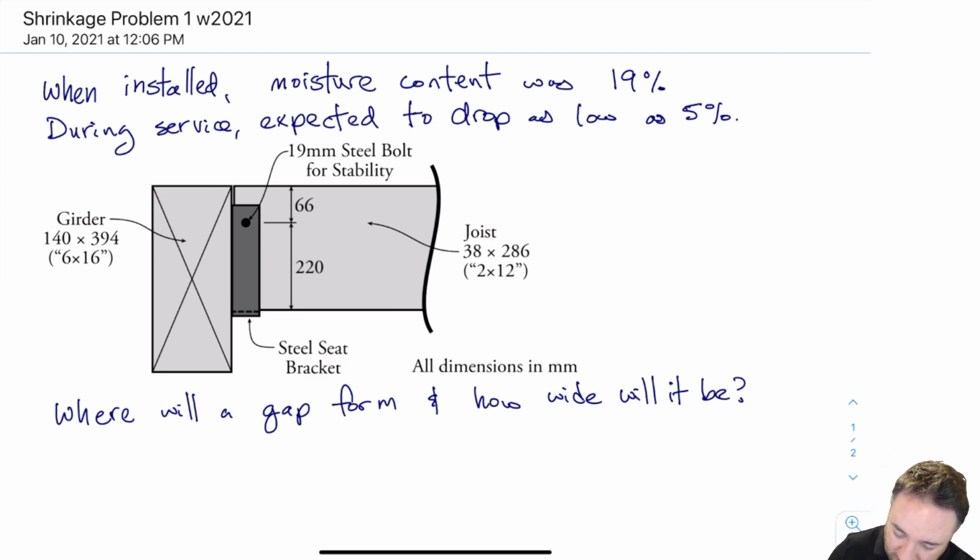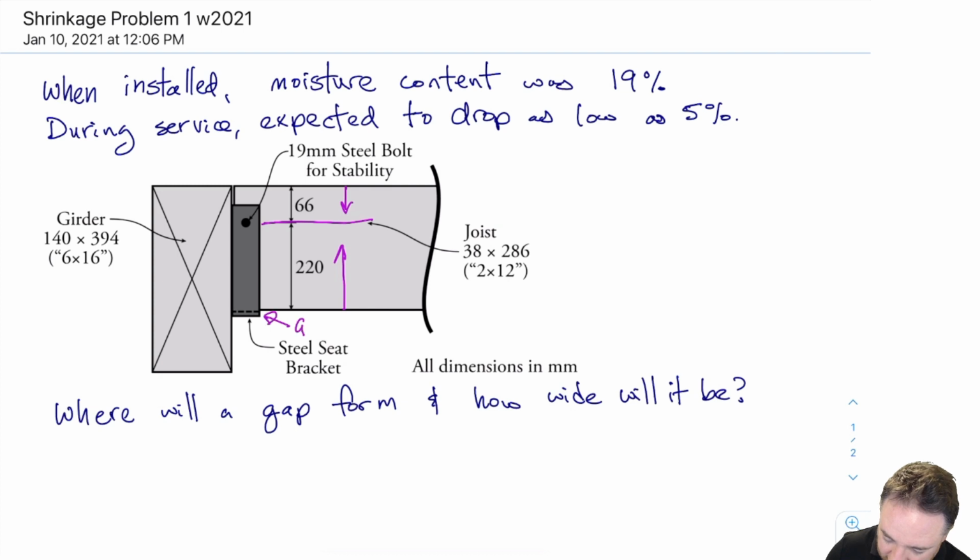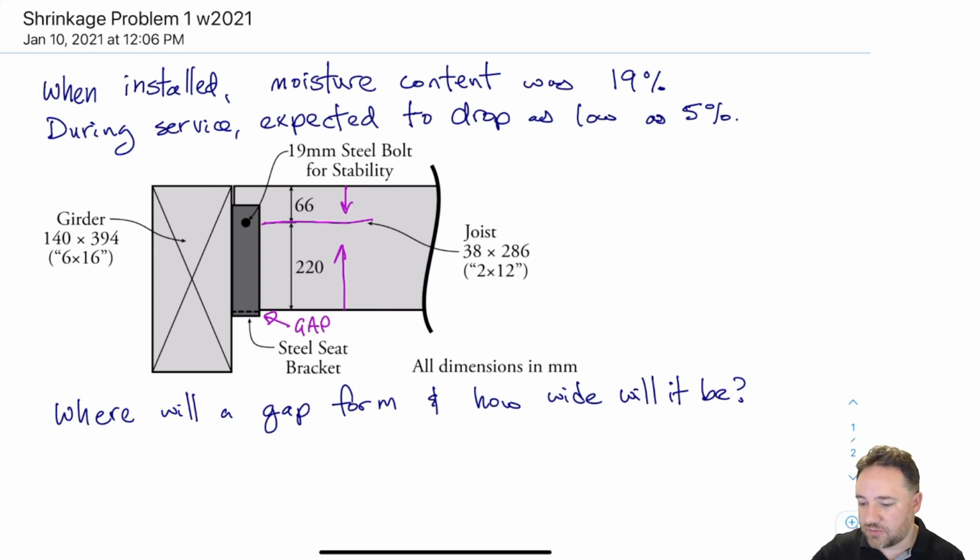We know from the previous video that this is where my joist is restrained, and it's going to shrink upwards from here, and it's going to shrink downwards towards here. Because that's the level at which the joist is restrained, it's going to shrink towards the restraint. So basically the gap is going to form right here. And we want to know how much of a gap we're going to get. It's pretty easy to calculate.